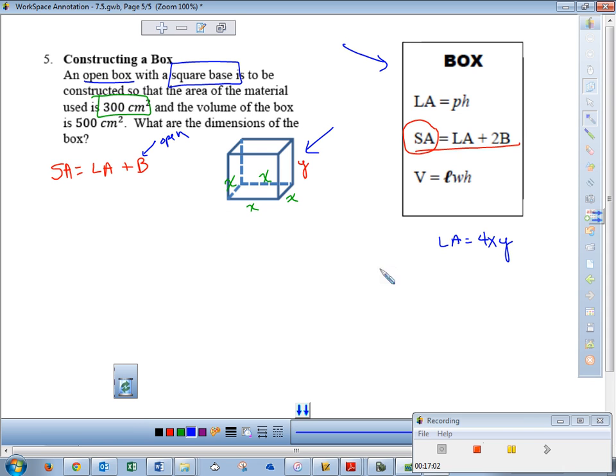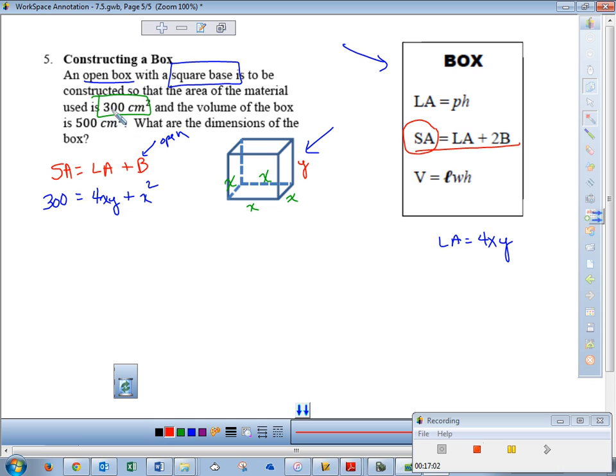So surface area, which we do know is 300. Everybody down with that? The surface area is 300 will equal the lateral area, which we just figured out is 4xy, plus one base area. What would be the area of that base? X squared. So far, so good. Here's one formula we use.